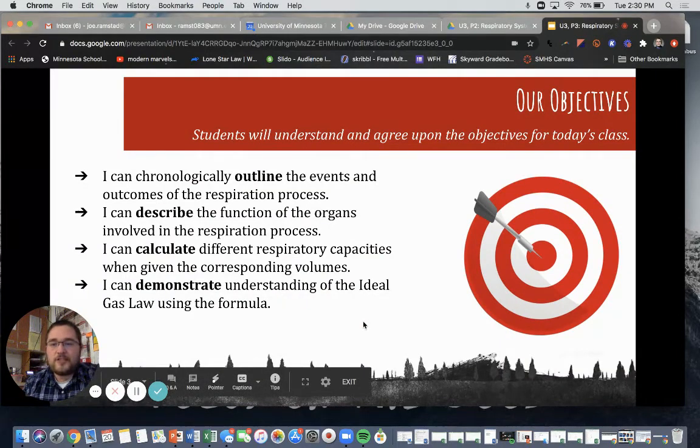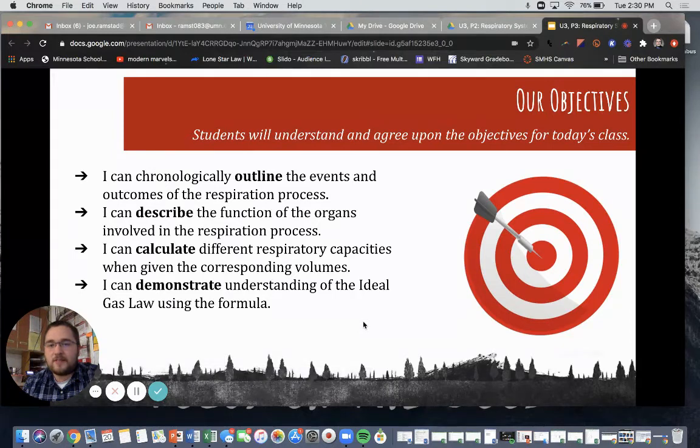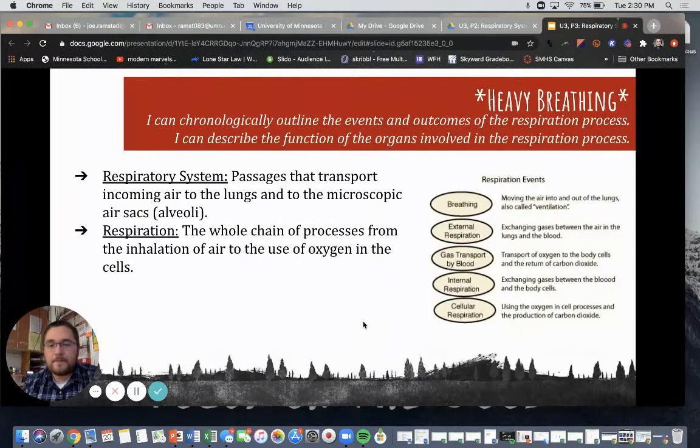So our learning targets. I can chronologically outline the events and outcomes of the respiration process. I can describe the function of the organs involved in the respiration process. I can calculate different respiratory capacities when given the corresponding volumes. And lastly, I can demonstrate understanding of the ideal gas law using the formula.